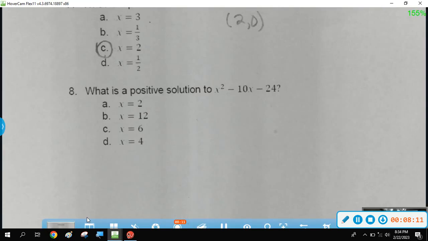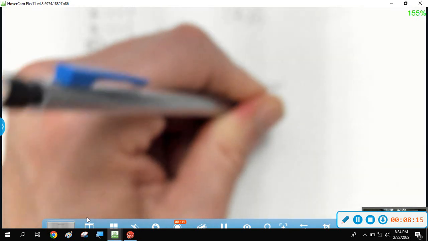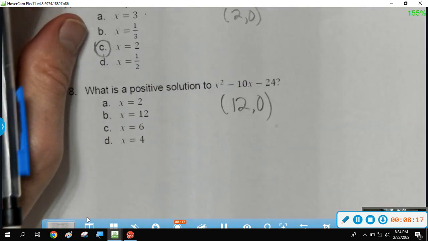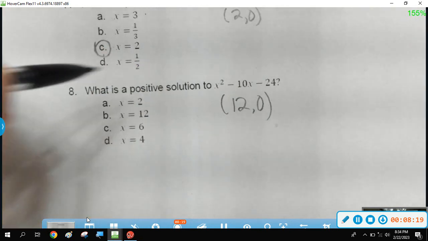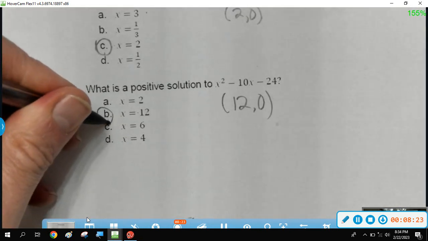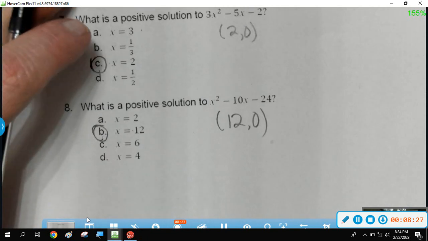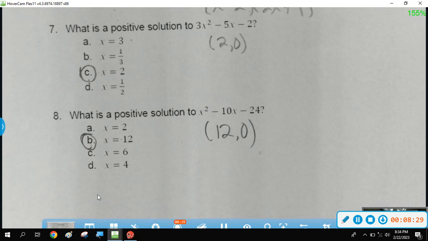So I'm back now to the paper, looking at 12, 0. And again, that's the full ordered pair. We don't need the full ordered pair. We just need the x equals 12. And so there is the correct solution. And so now at this point, we have everything that we need to go through and complete the quiz.